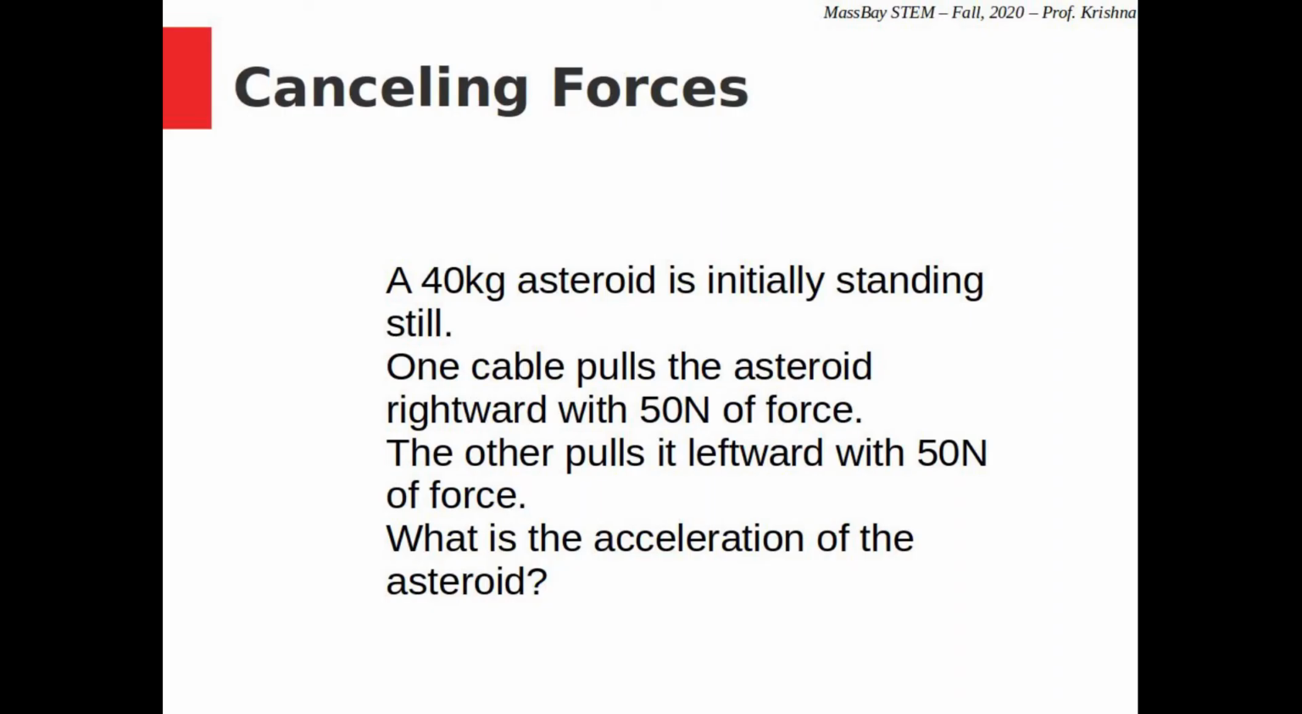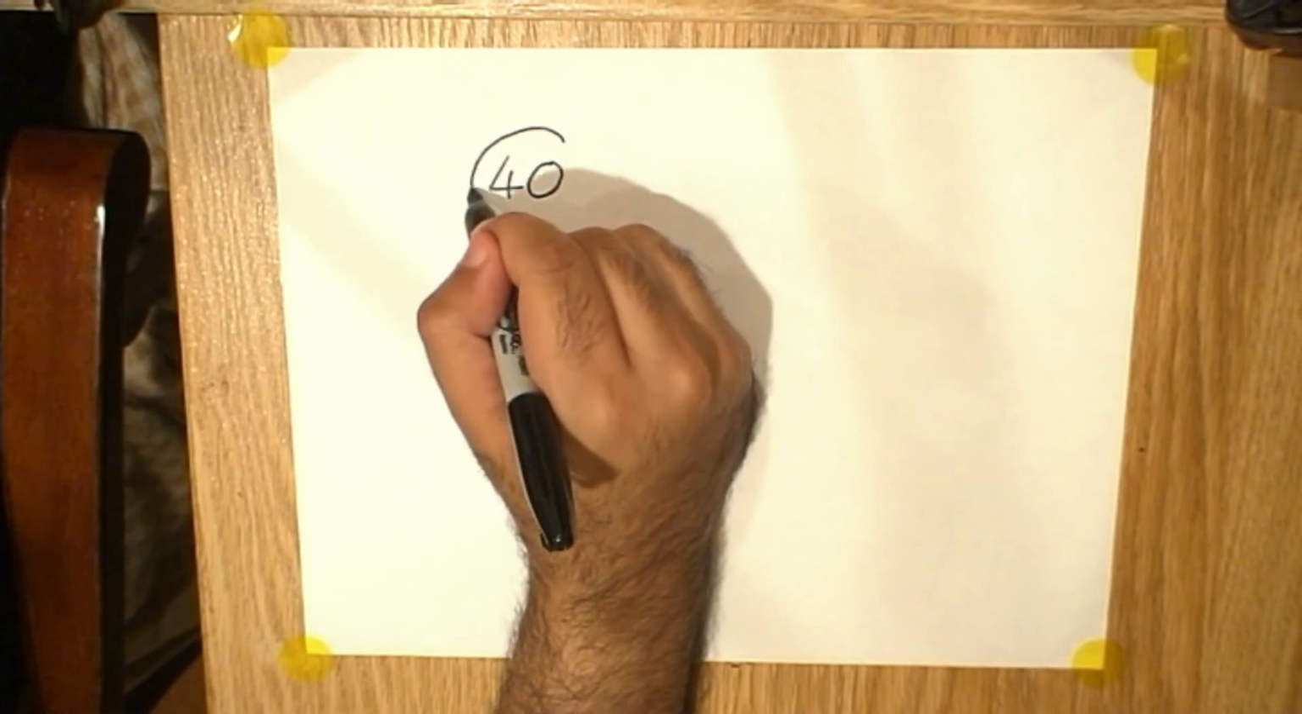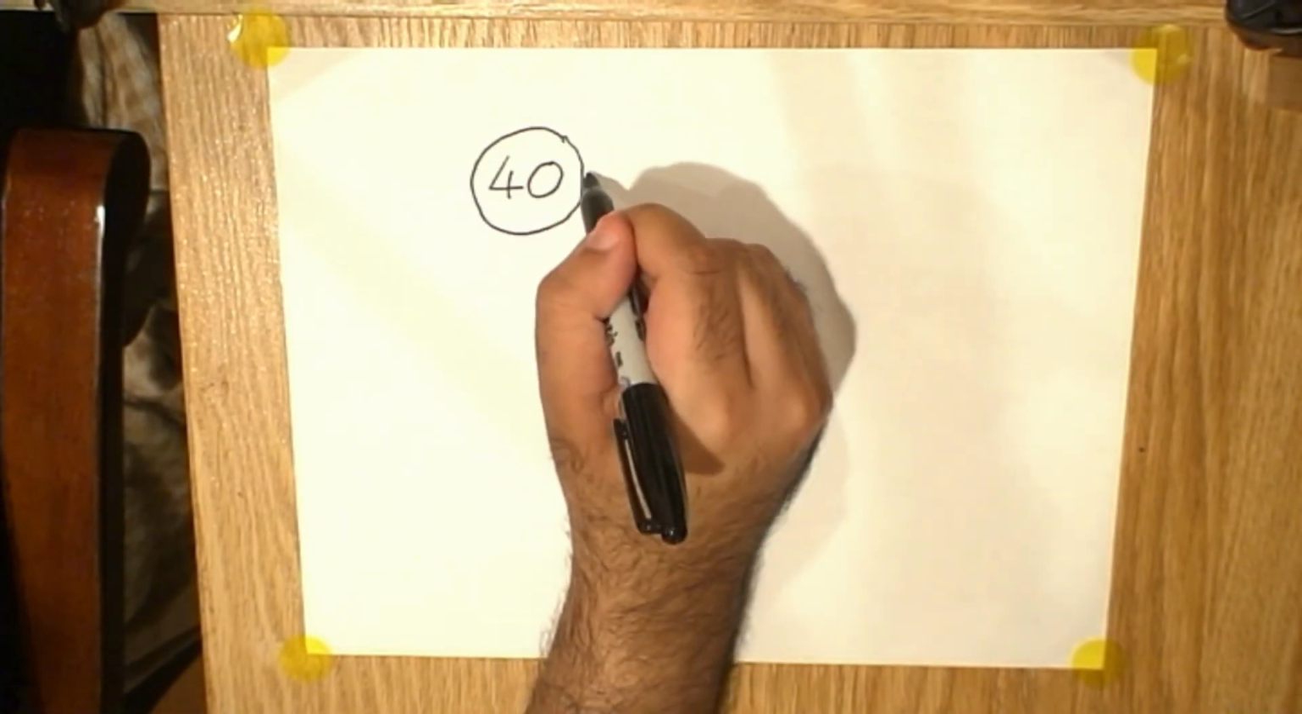That last question might have you wondering, if you had two forces that were pointed in opposite directions and they were exactly equal in strength, what would happen? Consider this question. A 40-kilogram asteroid is initially standing still. One cable pulls the asteroid rightwards with 50 newtons of force. The other pulls it leftward with 50 newtons of force. What is the acceleration of the asteroid? This may be a question where you've probably guessed the answer before we even start doing it.